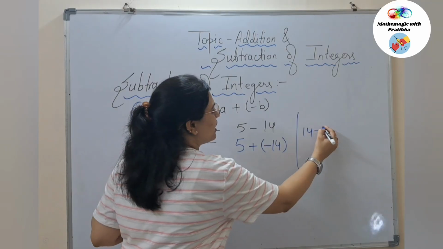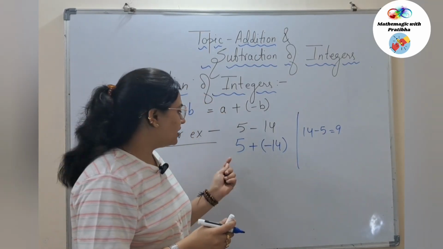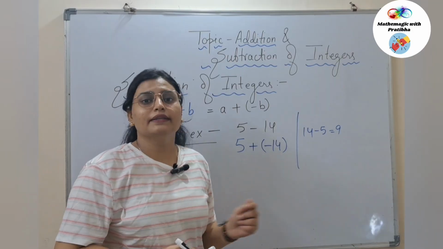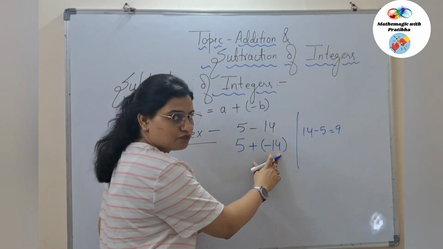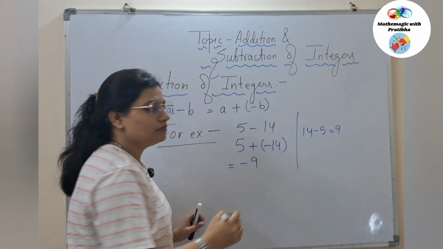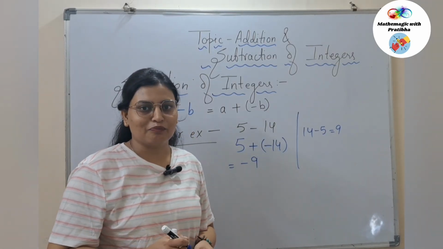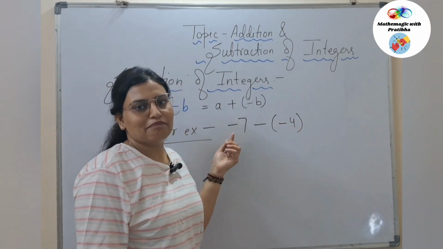So 14 minus 5 is 9. And now which sign will come? To check that, we will find the greater absolute value. And the greater absolute value is 14, and 14 is negative. So therefore the answer will come negative. Minus 9 will come. Now, the second example is we have to subtract minus 4 from minus 7.